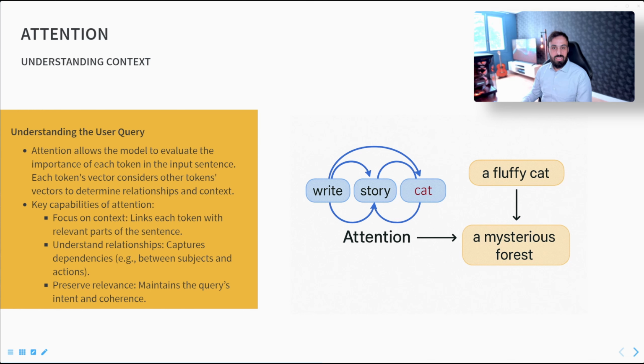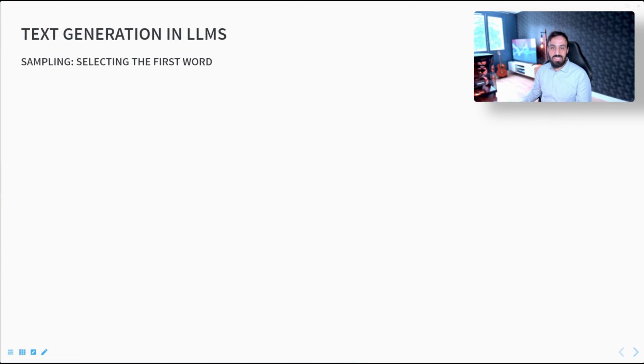For example, in the query, "create a short story about a cat," the model identifies relationships between the tokens, such as the subject "cat" and the action "create" and the output format "story." This is what enables the model to focus on what matters most in the input to ensure accurate and context-aware outputs.